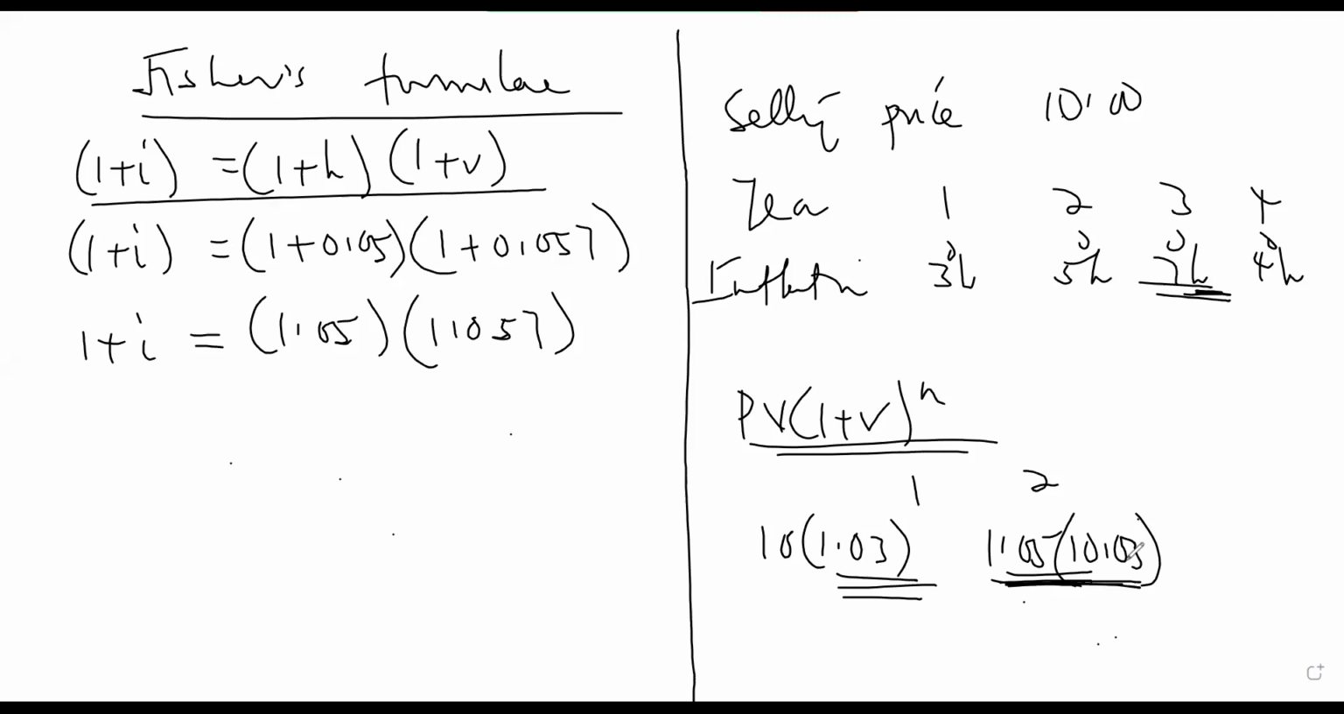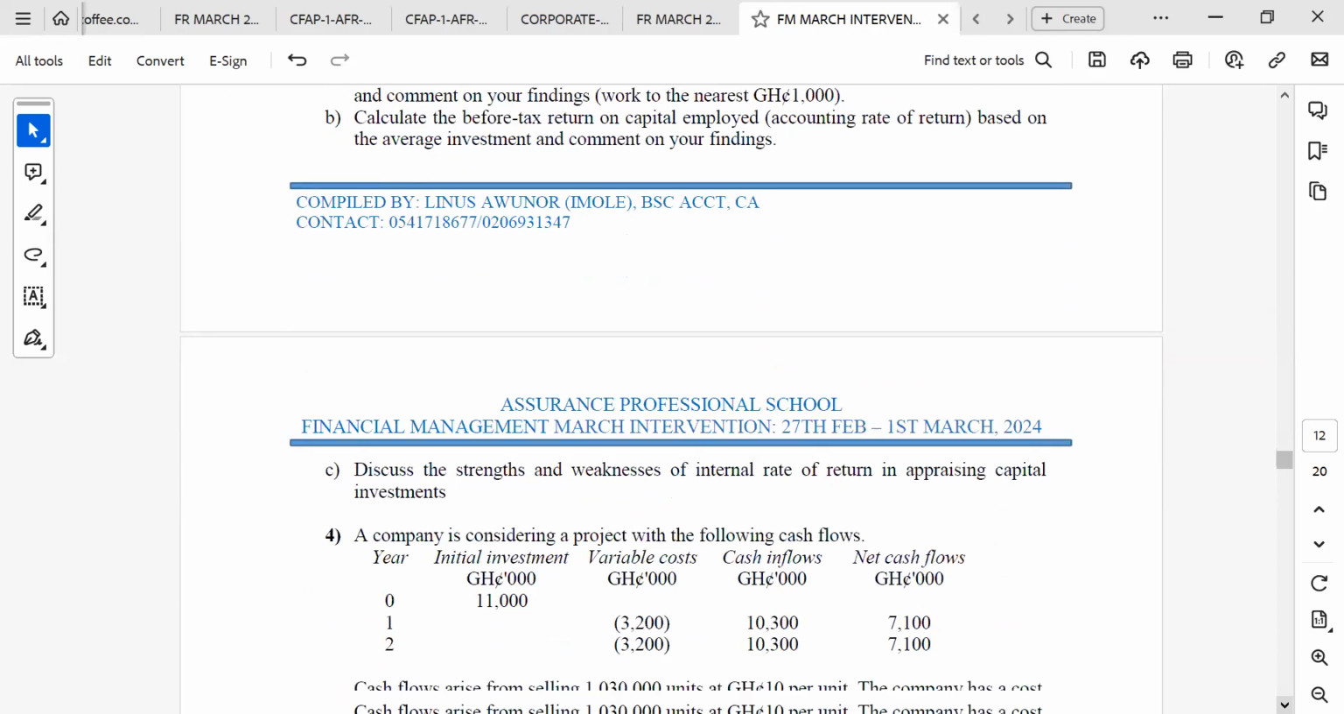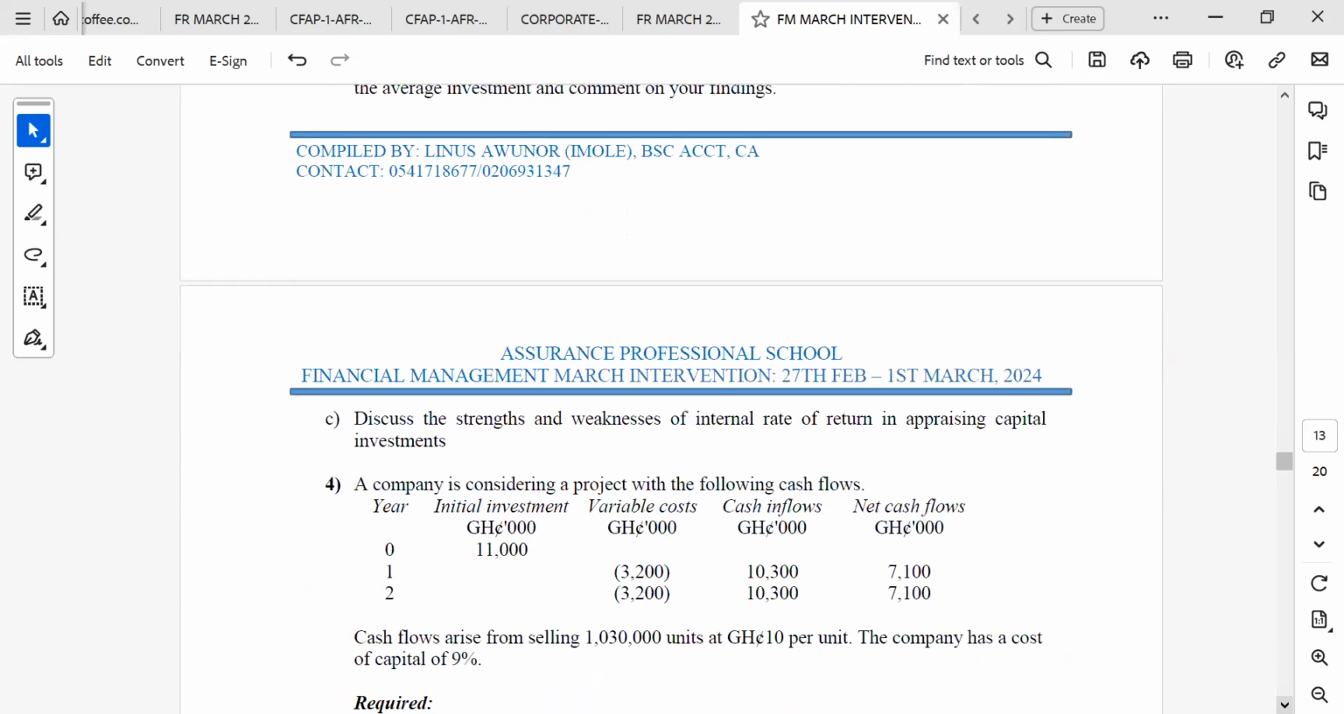Okay, yes. So let's talk about how you can deal with this. Sometimes they can give you a question where they will not give you the cash flow directly, but they will ask you to calculate the payback period. It means that you have to determine the cash flows yourself. So you do the same thing. You do your cash flow statement, revenue. You do the same thing like how we do it under the NPV.